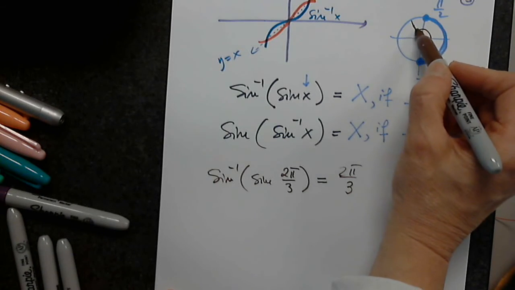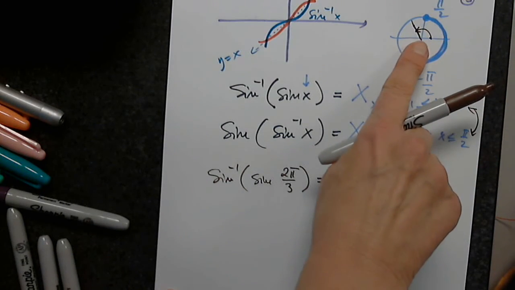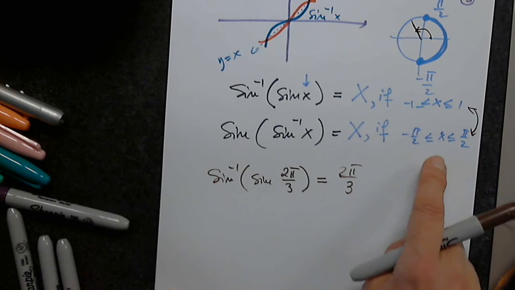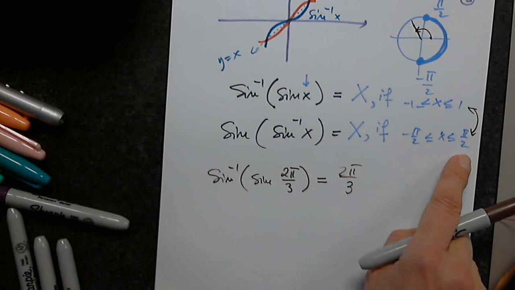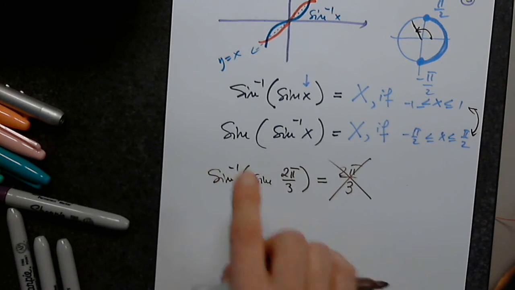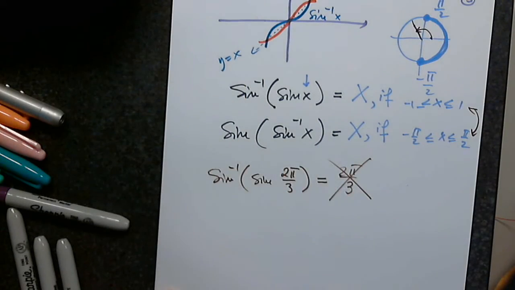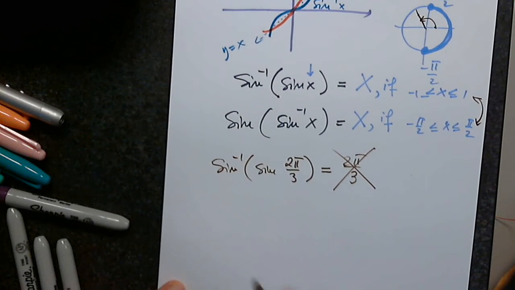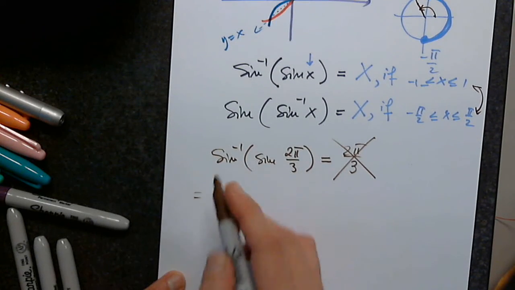120. This is 2 pi over 3. So the answer must be between negative pi over 2 and pi over 2. What does this mean? Can I still calculate this? Yes, but I cannot use the property of inverse functions. I will determine it step by step.